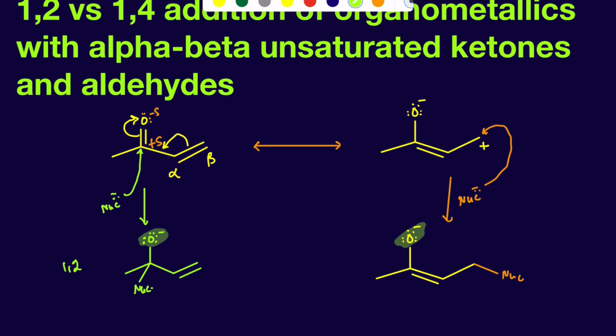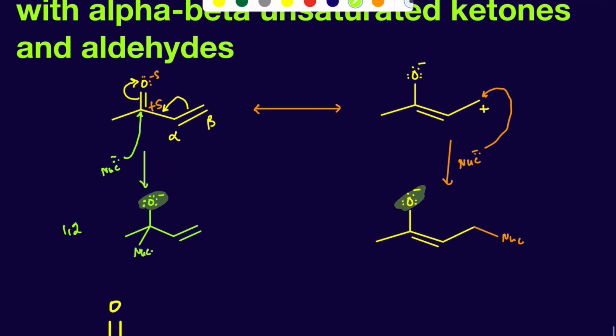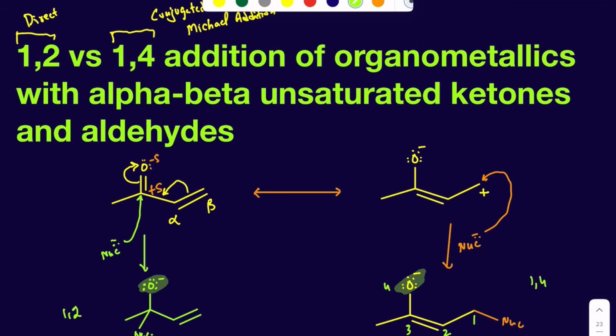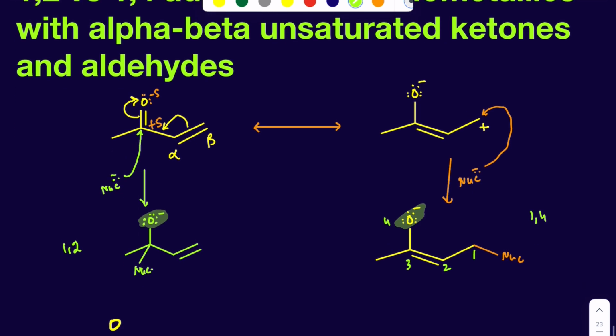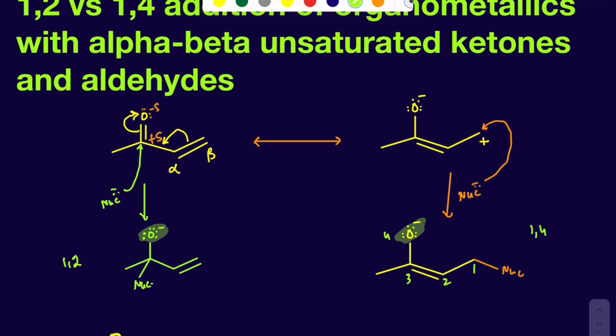Now, if I want to talk about where the things are being added relative to one another, I can call this 1, 2, 3, and 4. So they're added on the first and the fourth position. Now you may not see it at the end of the day being added at the first and the fourth position, but in the beginning that's how it's being added. So that's why it's called a 1,4 addition or a conjugated addition, and another name for that is a Michael addition.